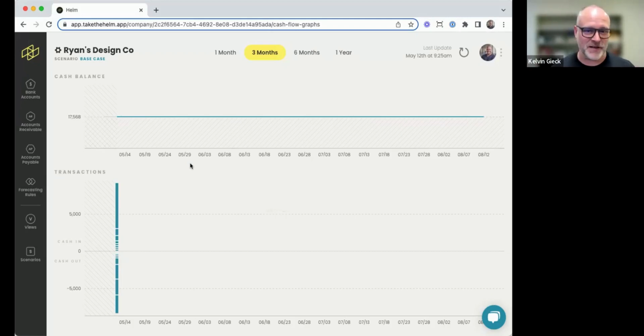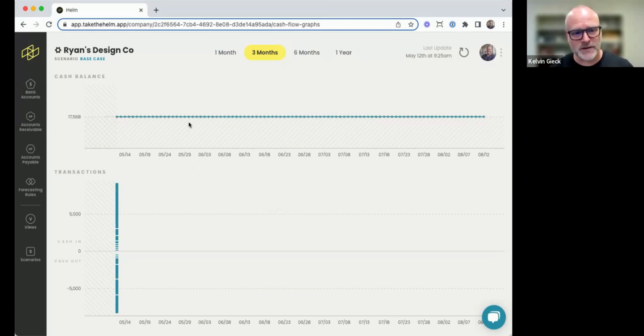As you can tell, it looks very different than what our spreadsheet did. And there's a reason behind that. We found that in talking to small businesses, the spreadsheet really confused them. Their eyes glazed over, they didn't understand it. And so we designed Helm to be very visual.